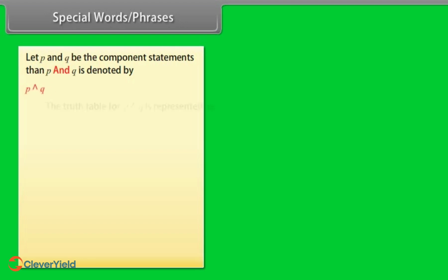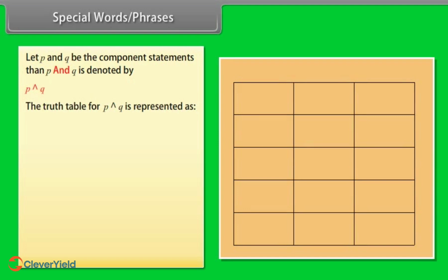∧ Q. The truth table for P and Q is represented as: for P true and Q true, P and Q is true. For P true and Q false, P and Q is false. For P false and Q true, P and Q is false. For P false and Q false, P and Q is false.